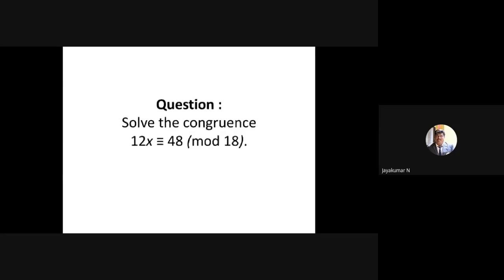For the next question, solve the congruence 12x congruent to 48 under mod 18. Again 12x congruent to 48 mod 18 will be compared with ax congruent to b mod m. Here a value is 12, b is the right hand side of the congruence, that is 48, then mod m is equal to 18.